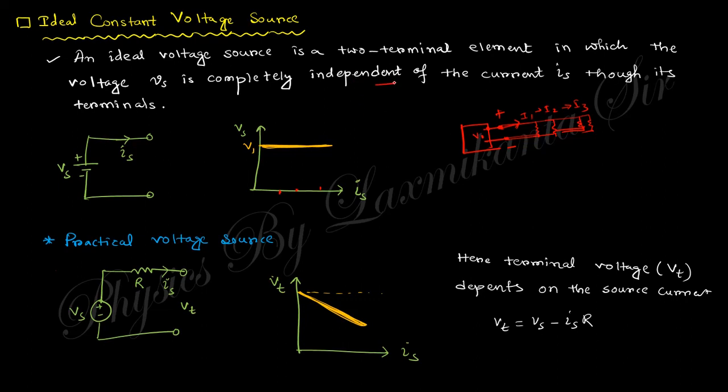So it is independent of the current through its terminals. It does not depend on how much current flows through the circuit. It is constant for any amount of current flow. If you short it, with maximum current flowing, the voltage will still be constant. At open circuit the current is 0, and the voltage is still a constant value. If the current tends to infinity when it is short circuited, it will also be constant. This is the ideal constant voltage source.